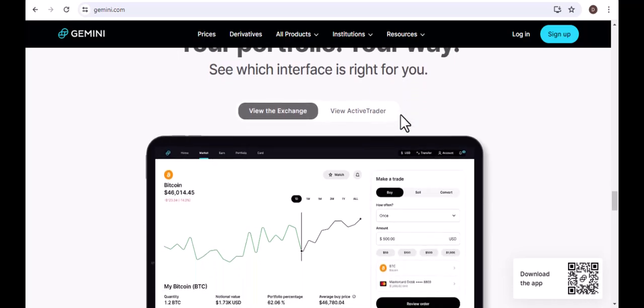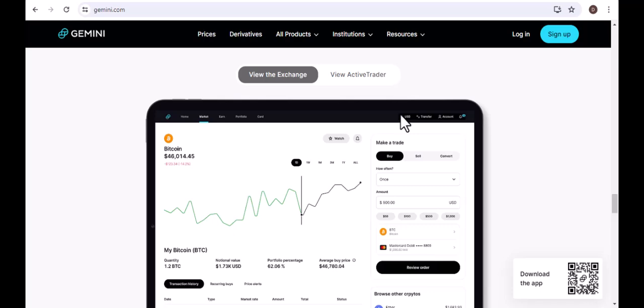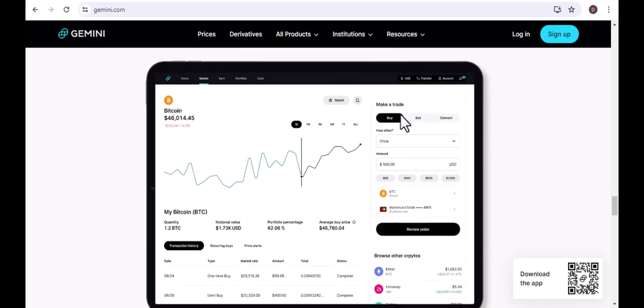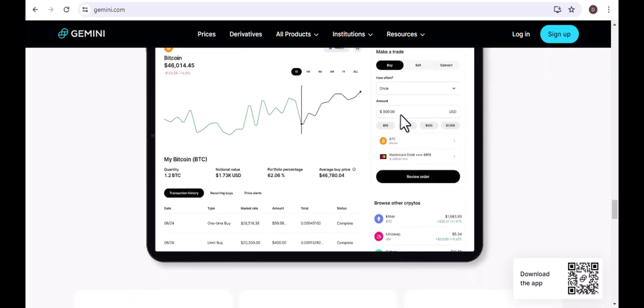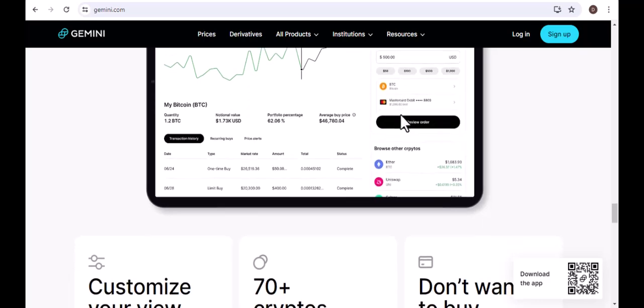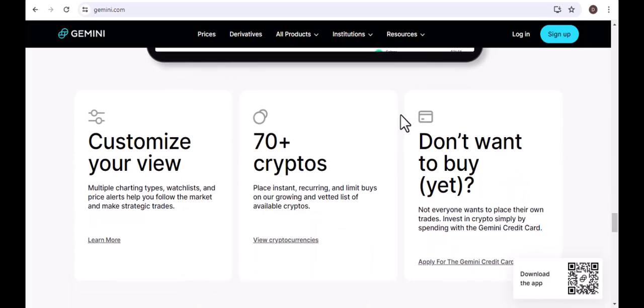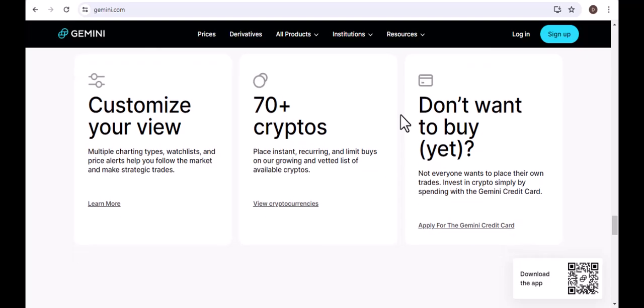Now that we know the methods, how do you actually find this information on Gemini? Gemini's Tax Center is your first stop. To get there, you'll want to navigate to the Account section, then Settings, and finally Statements and Taxes.